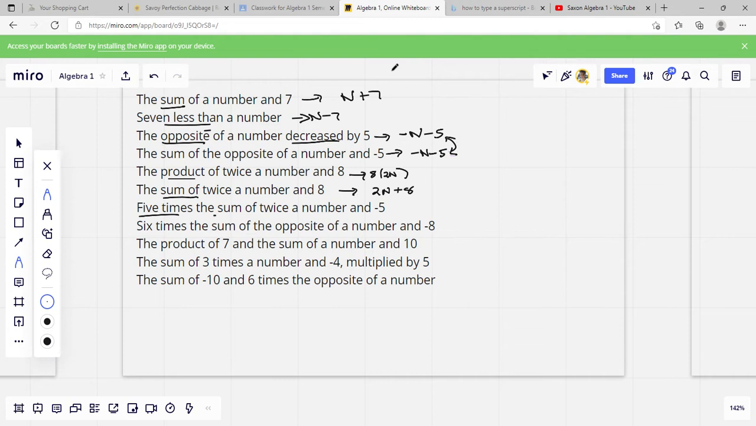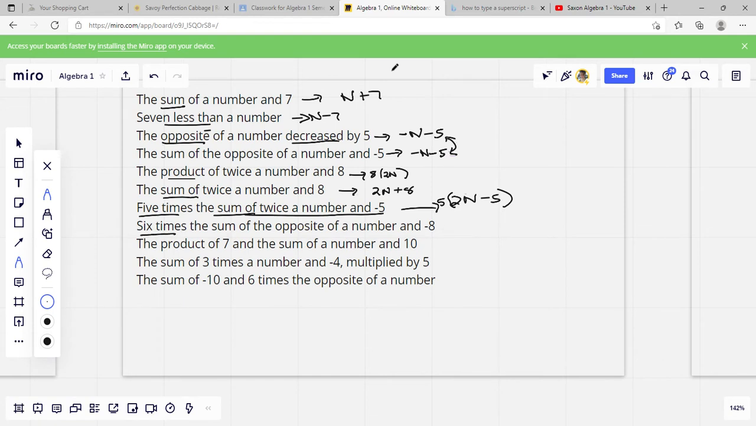5 times the sum of twice a number and negative 5. So first we need twice the number and negative 5. Twice the number is 2n, and negative 5. And then we need 5 times that. So we're going to put that in parentheses and multiply times 5.